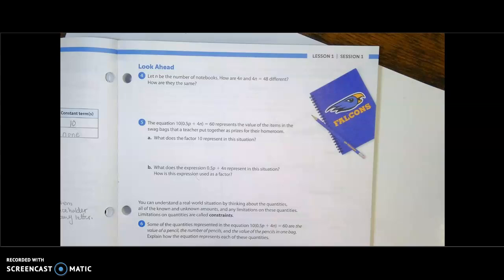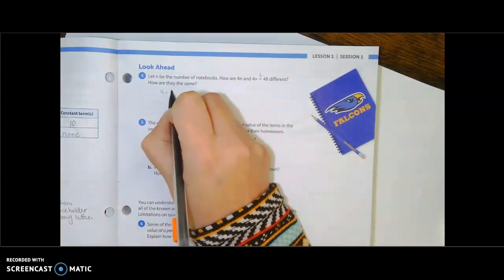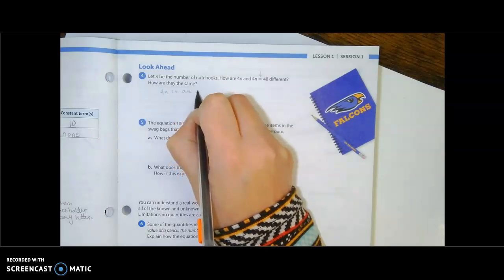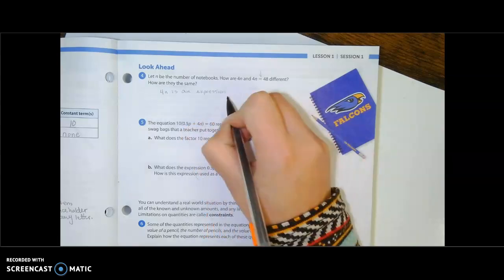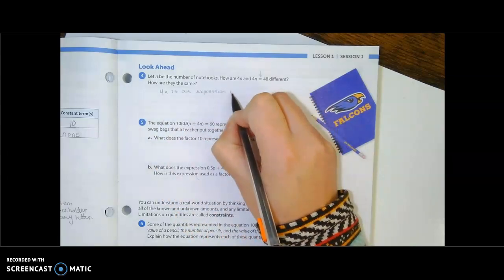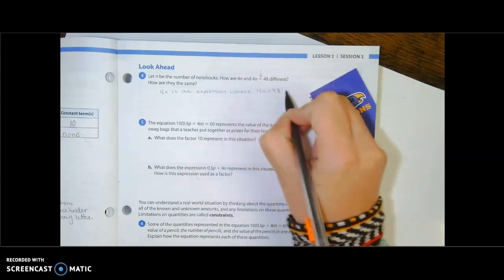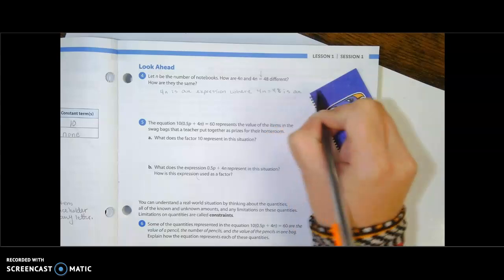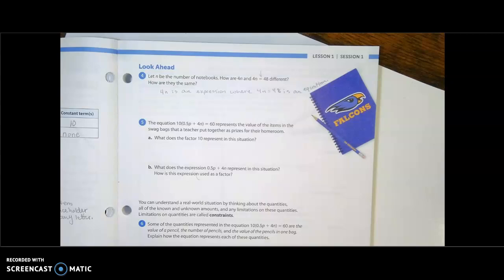So their one glaring difference, right, is the fact that we have the equal sign. And so 4n is an expression, where 4n equals 48 is an equation. So that's a big difference.